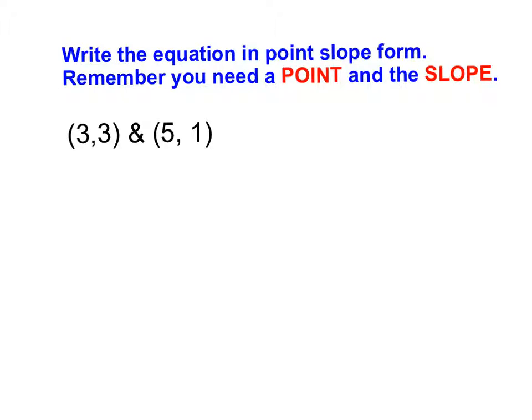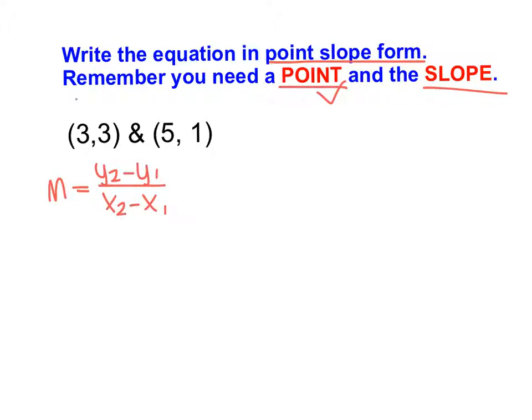So here again, I want to write the equation of a line in point-slope form. So remember, I need a point, which I can see I have 2, so I'm good there. And then I also need the slope, which I can see I do not have, so I know I will need to calculate. So my slope is going to be y2 minus y1 over x2 minus x1.